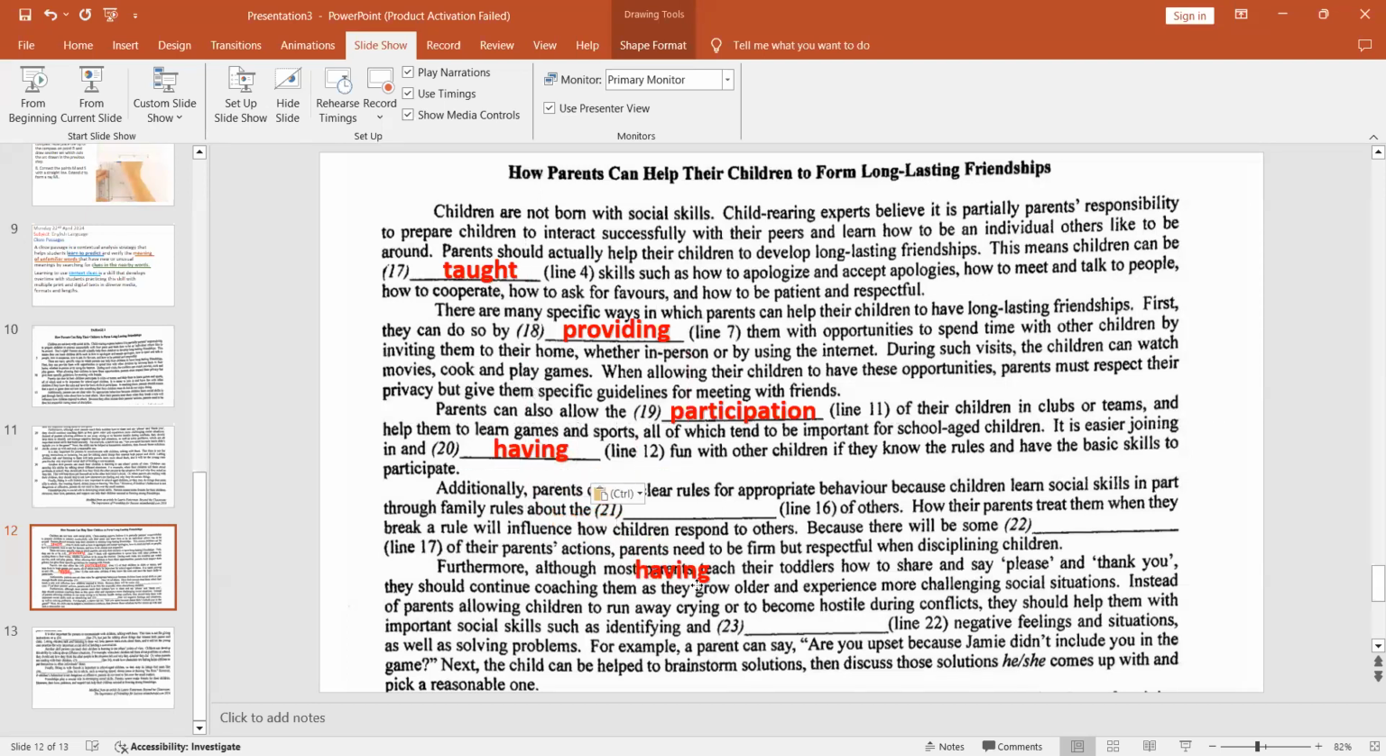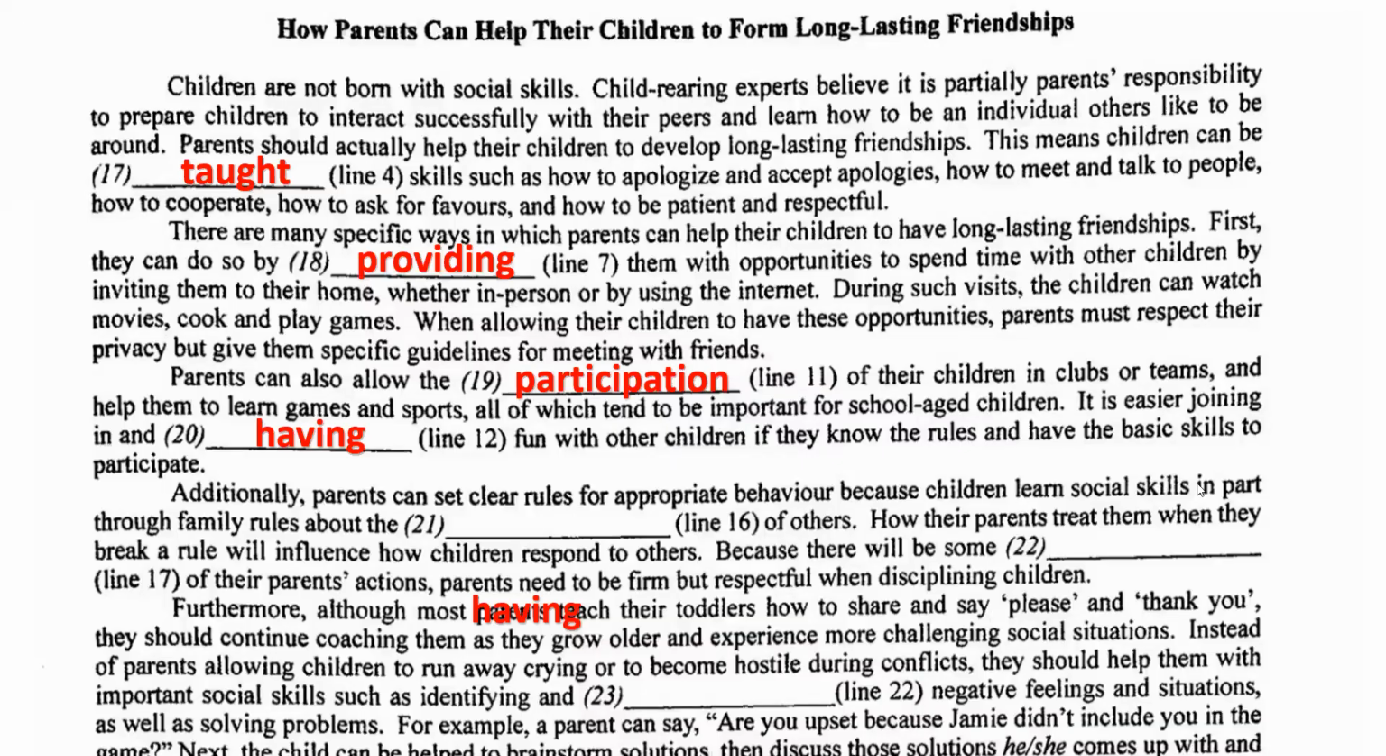What y'all put for number 20? What y'all gonna put for this one? Additionally, parents can set clear rules for appropriate behavior because children learn social skills in part through family rules about the blank of others. What y'all have for this one?